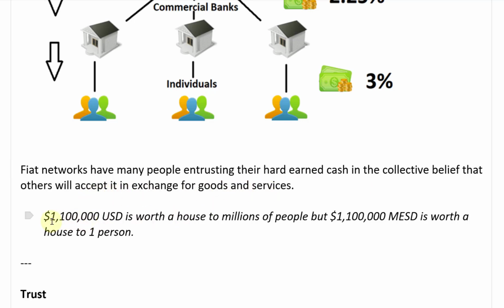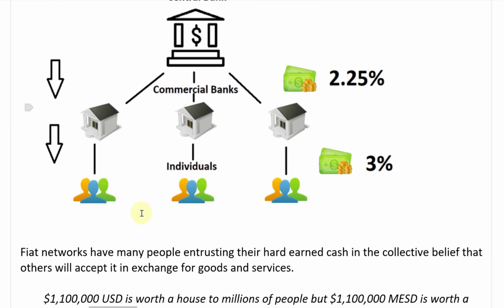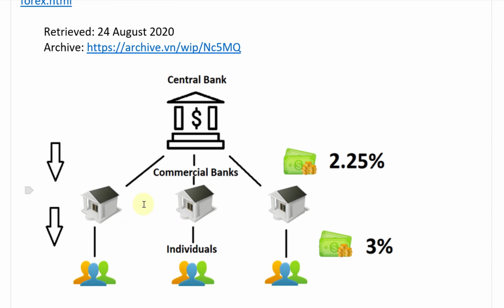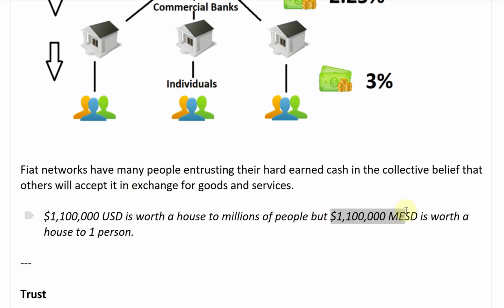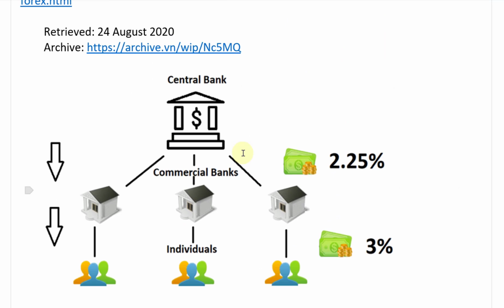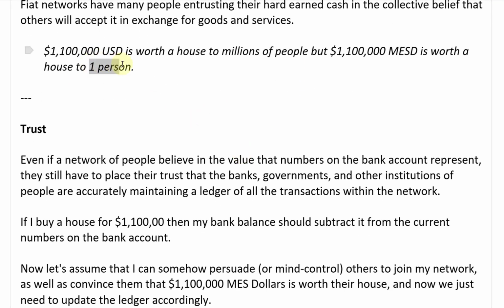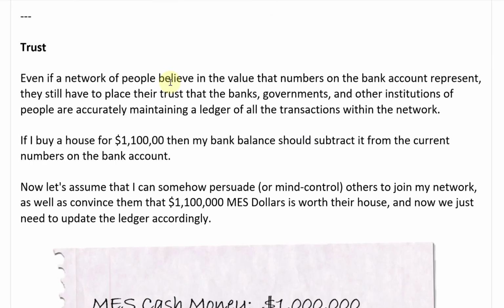So 1,100,000 USD is worth a house to millions of people, but 1,100,000 MES dollars is worth a house to one person. So yes, it's the collective belief. If you have $1 million USD, a lot of people will accept that, and you'll be able to get that house. But if you have $1,100,000 of MES dollars that we just printed out of nowhere, only I accept it. So yes, it depends on the collective belief: collective belief of one person versus collective belief of millions.